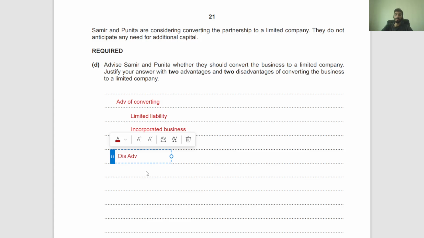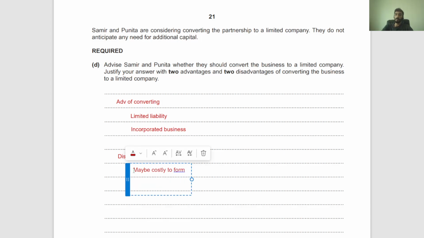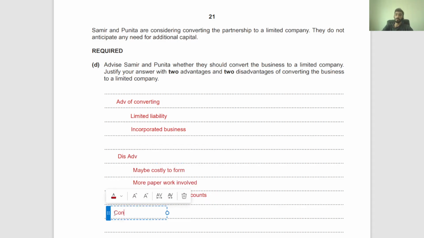Disadvantages will be, let's say, it may be costly to form. Okay. More paperwork involved, isn't it? May have to publish accounts. Okay. Accounts may become public as a limited company. So these are the disadvantages. Overall, it's up to you. Your conclusion, okay? Your conclusion.